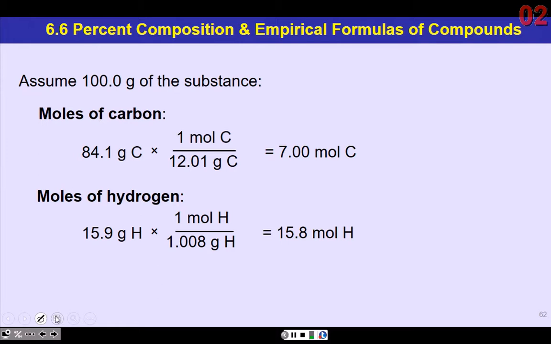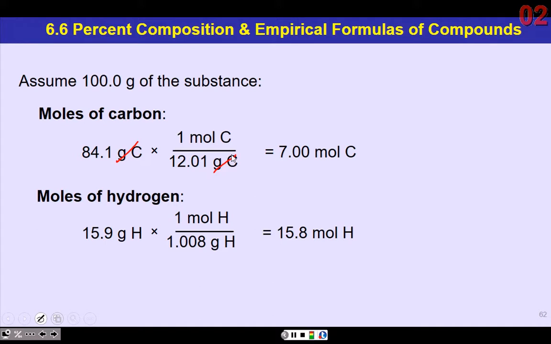So if we have 100 grams of the substance, that's what we do when we're thinking in terms of percent. That's per 100 grams. If you had 84.1% carbon, then we can determine the number of moles of carbon in 100 grams. And so there's going to be 1 mole of carbon for every 12.01 grams. And that's the usual number right off the periodic table. Notice that if you set this up carefully, the units will cancel. And as it turns out, this one is a very clean-looking value, 7 moles of carbon.